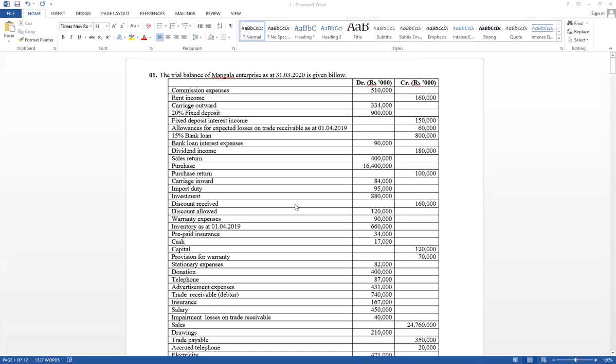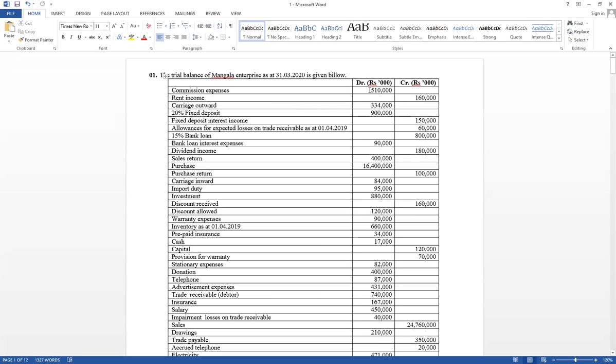Now I am going to discuss how to prepare financial statements of sole proprietorships. It has given the trial balance as at 31st March 20. It has included all the income, expenses, assets, liabilities, and equity. Normally the debit side includes assets and expenses, and the credit side includes liabilities, income, as well as equity.